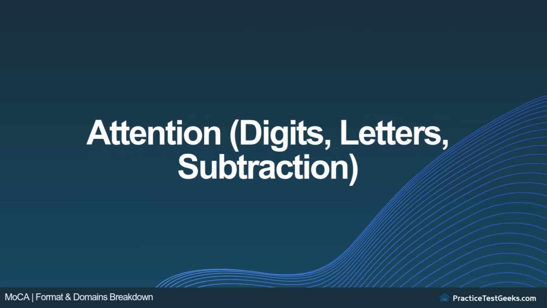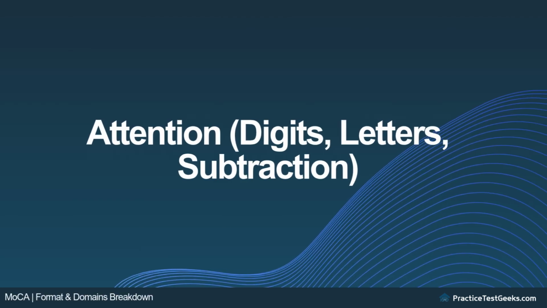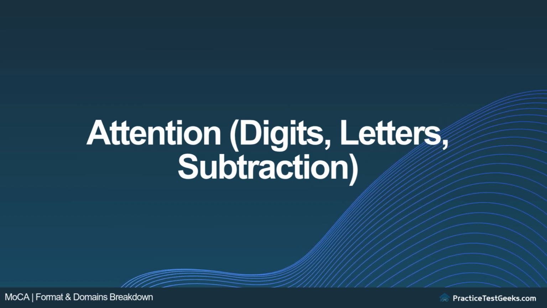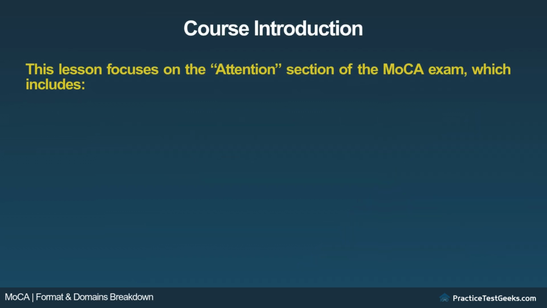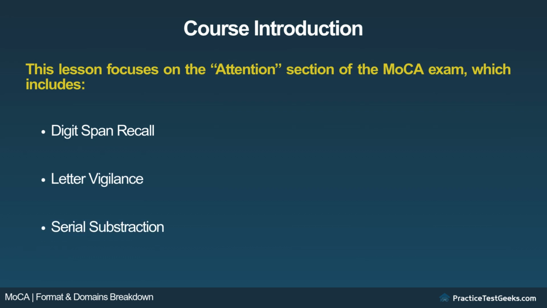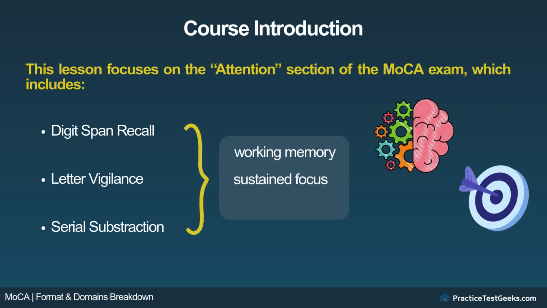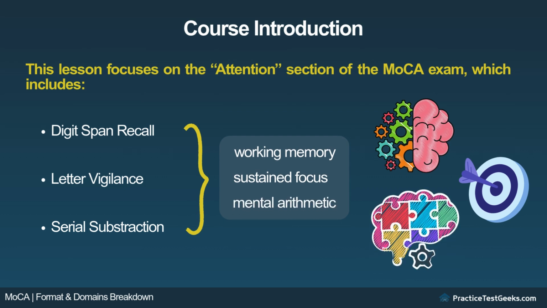In cognitive testing, attention is one of the foundational domains used to detect early signs of cognitive impairment. This lesson focuses on the attention section of the MoCA exam, which includes digit span recall, letter vigilance, and serial subtraction tasks. These subtests assess working memory, sustained focus, and mental arithmetic. Each component carries specific scoring rules that can impact the test taker's total score.